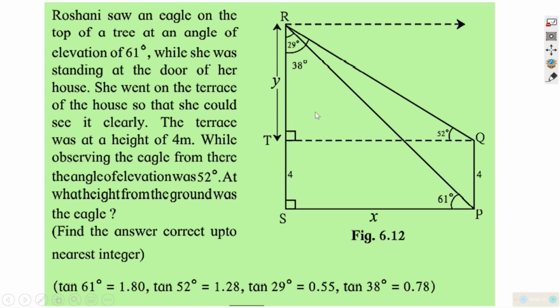Sometimes the textbook, for example, I am taking another question from the textbook now. Roshni saw an eagle on the top of a tree at an angle of elevation of 61 degree. Right?